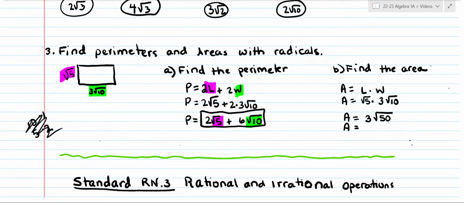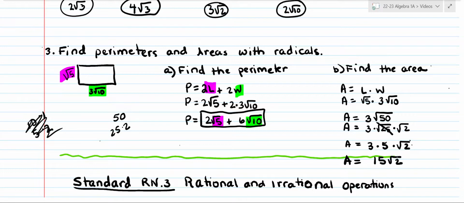Can we simplify the 50? Let's see. Oh, yeah, the 50 is 25 times 2. So this becomes 3 times radical 25 times radical 2. All right, the radical 25 is going to become a 5, right? So this is 3 times 5. And the final cleanup will be that A equals 15 radical 2. All right, 3 times 5 is 15.